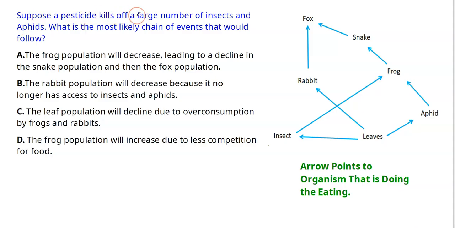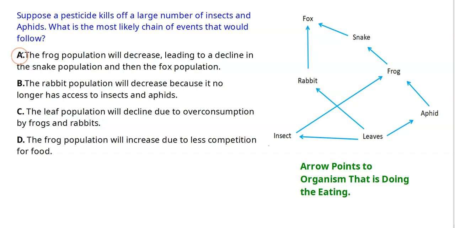Suppose a pesticide kills off a large number of insects and aphids. What is the most likely chain of events that would follow? Let's go through each answer choice. And again, you can always read this here, right? The arrow points to the organism that is doing the eating. I repeat that a lot because people still get confused on this piece here.